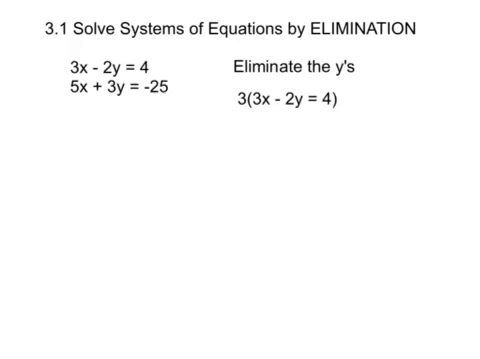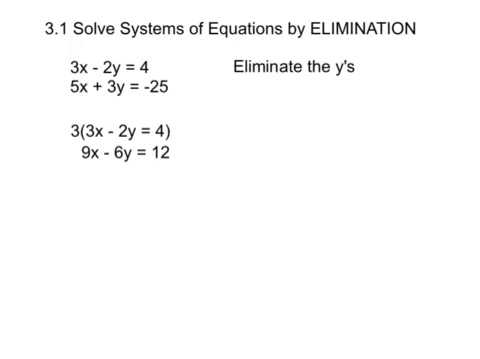So I'm going to show here that I'm going to distribute that. 3 times 3x is going to give us a 9x. So I've shown here that we've distributed the 3, which is going to give us the 9x minus 6y equals 12. I'm now going to take the second equation and I'm going to multiply that by 2. So I'm showing now that I've taken the second equation and I've multiplied it all by 2, which gives me the 10x plus 6y equals negative 50.